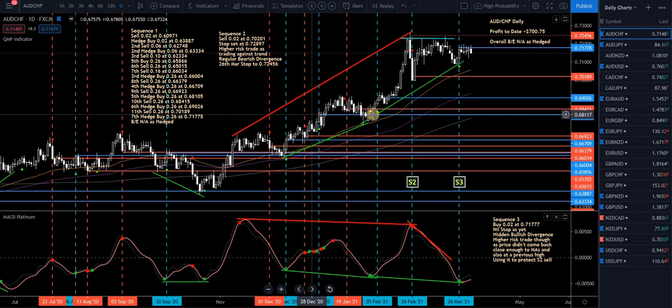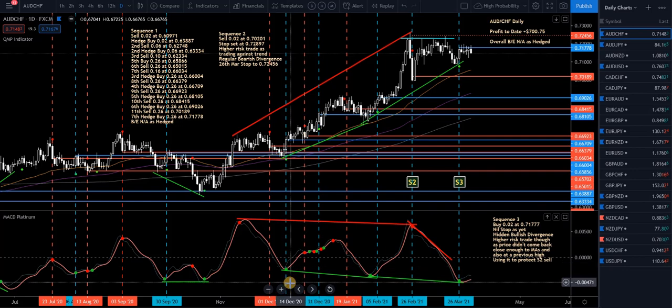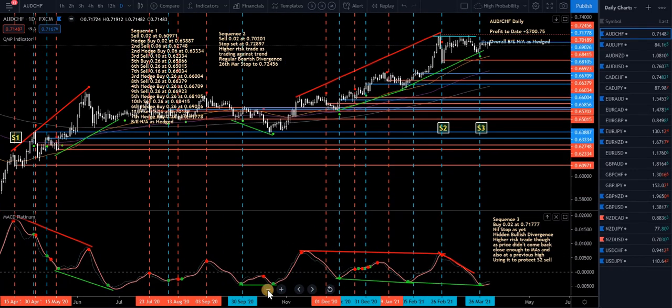All these old trades here, like I said, back in the day I was hedging every sequence, and nowadays I only hedge when there is hidden divergence. So this is where sequence 1 commenced. That's all the notes here. That is hedged at the moment.